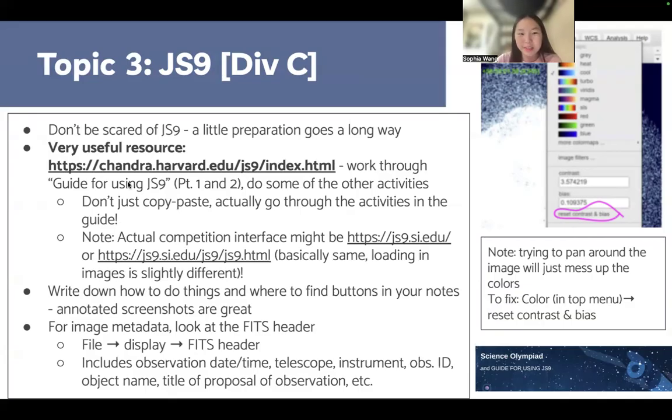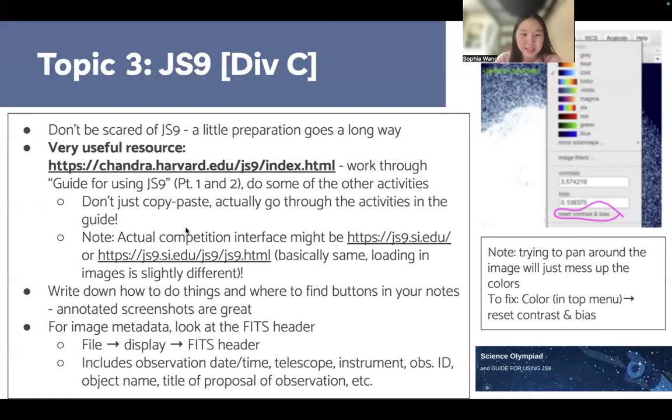So this is the main resource that I recommend. Work through the guide for using JS9, and don't just copy paste this into your notes and try and figure it out on the day of. That will not go great for you. So actually try and do the activities.